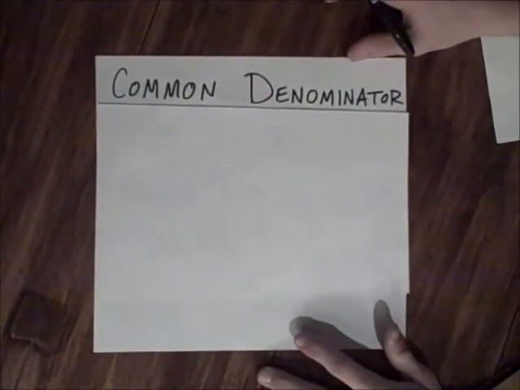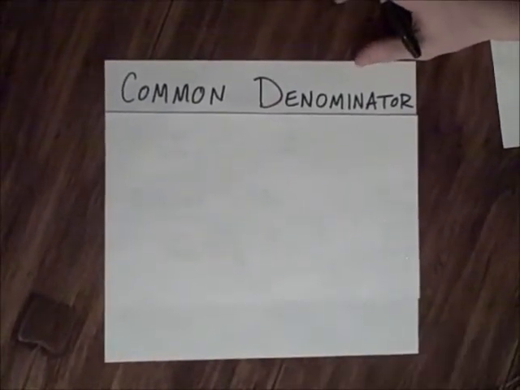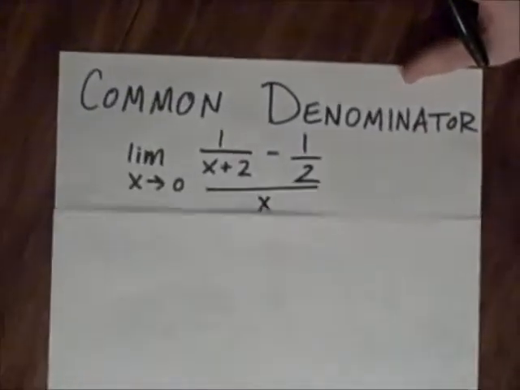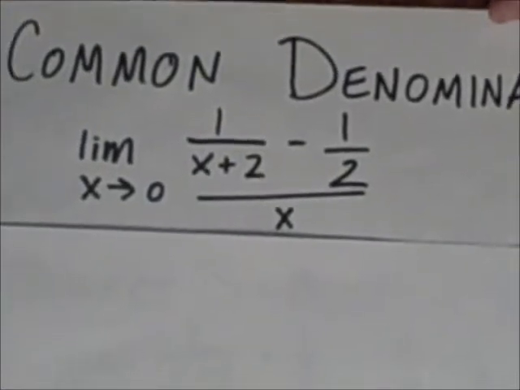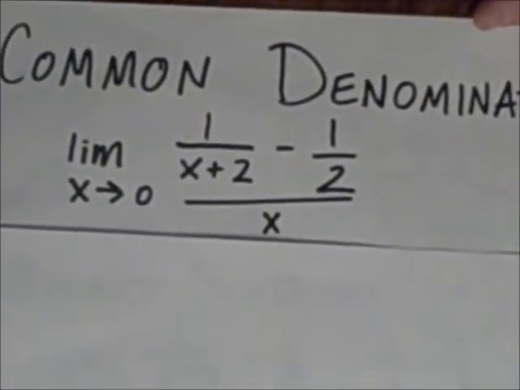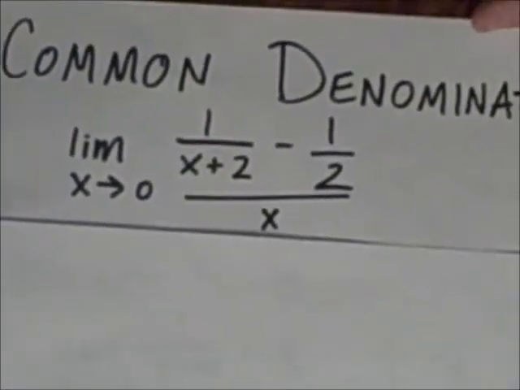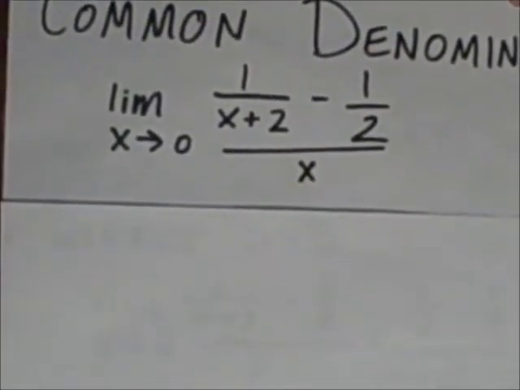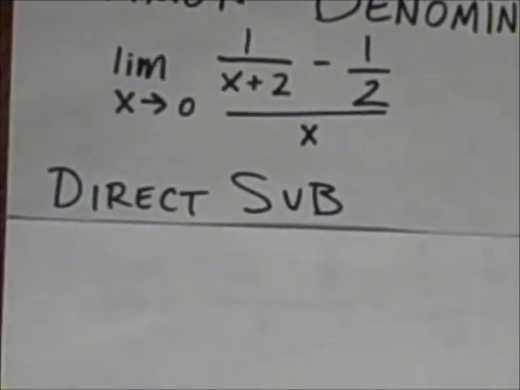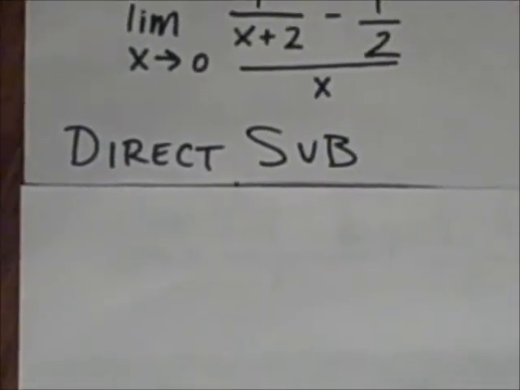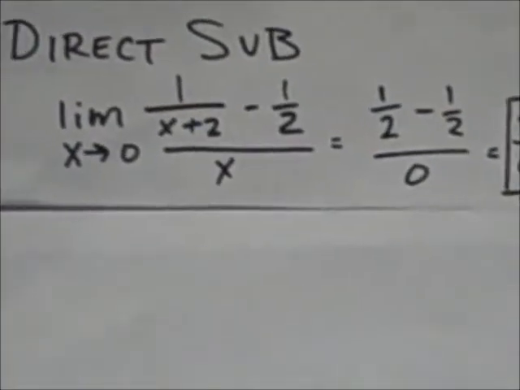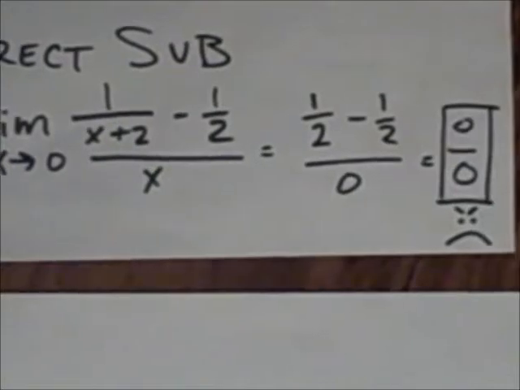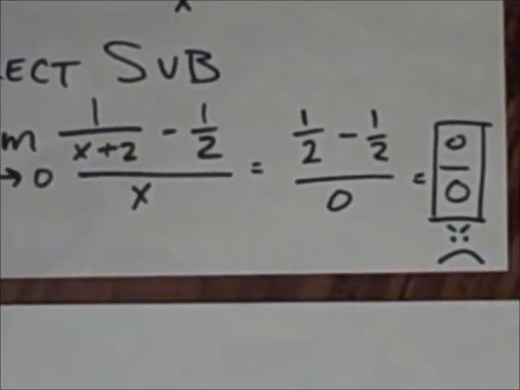Welcome back. Our next technique used to evaluate limits is getting the common denominator. So we shall use the example as x approaches 0 for the limit of 1 over x plus 2 minus 1/2, all over x. We again use our first technique, which is again the most basic, direct substitution, just to see if it'll work. And as we plug in 0 for any x's, we find that we end up with the indeterminate form, which again is no good.